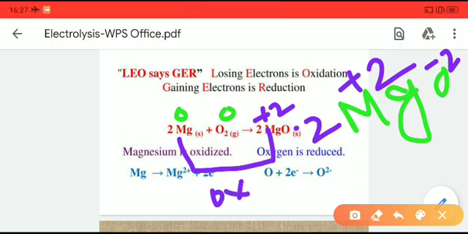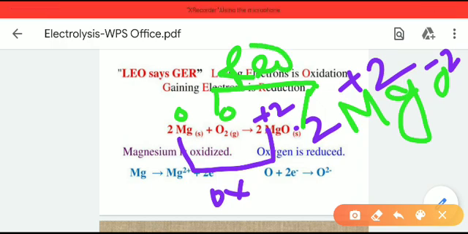And here, oxygen has zero charge, but it now has -2, so it has accepted 2 electrons. That is why neutral oxygen, by accepting 2 electrons, becomes oxygen 2-. In this step oxygen has gained 2 electrons, which is why it is a reduction. So magnesium to magnesium 2+ is oxidation, and neutral oxygen to oxygen 2- is a reduction.